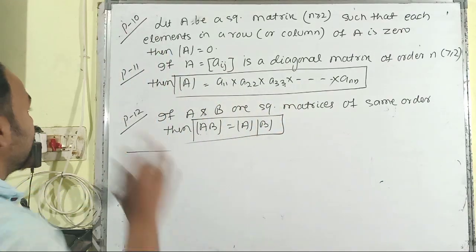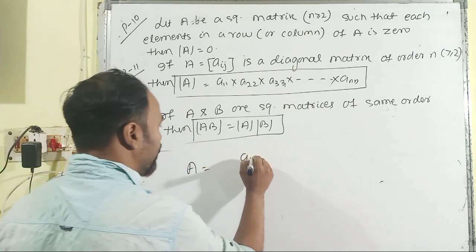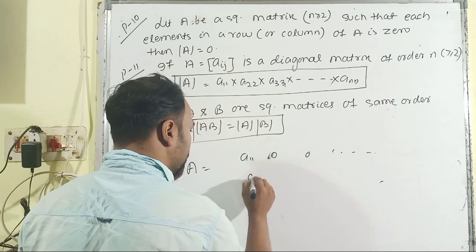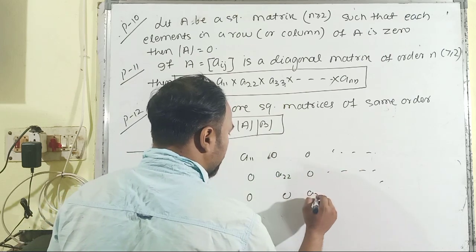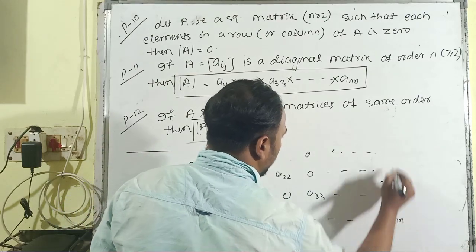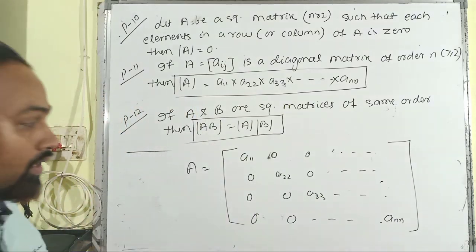Property number 11 tells that we have to consider a diagonal matrix. Suppose it is a diagonal matrix: A11, 0, 0, dot, dot, dot, then 0, A22, 0, 0, then 0, 0, A33, dot, dot, dot. Similarly 0, 0, dot, dot, dot, and the last element is ANN. And this is a diagonal matrix of order n.